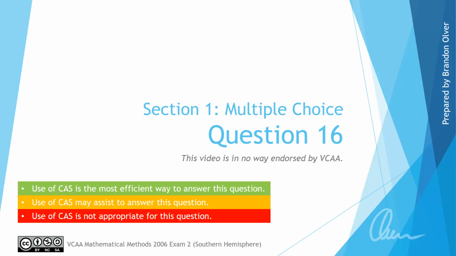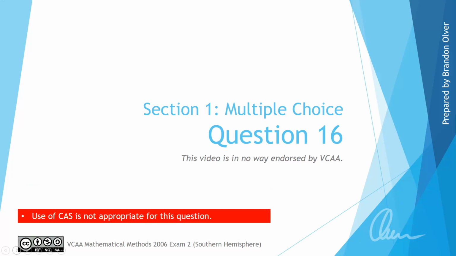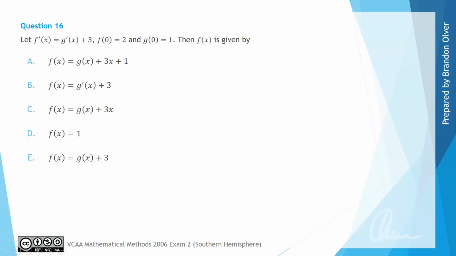Before we get into this question, I'd just like to point out that the use of CAS was not appropriate for this question. So for question 16 we have: let f dash of x equal g dash of x plus 3, f of 0 equal 2, and g of 0 equal 1. Then f of x, which is what we're asked to find, must be given by one of these options.